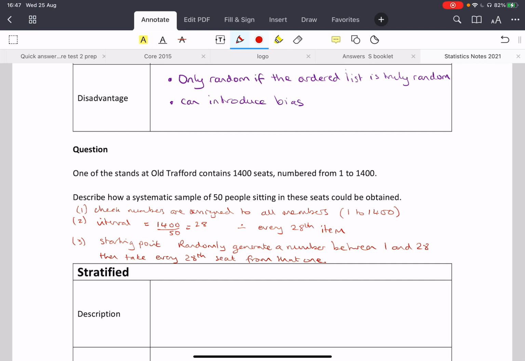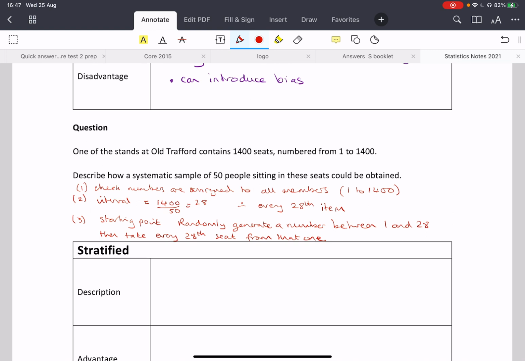So if we randomly generate a number and it comes out as 19, then we would take the 19th one and then add 28 onto that and take that one. If there happen to be nice rows of length 28, then we'd take the 19th person and it would be the same person sitting all the way up, every row from then on. And that's how you do it.